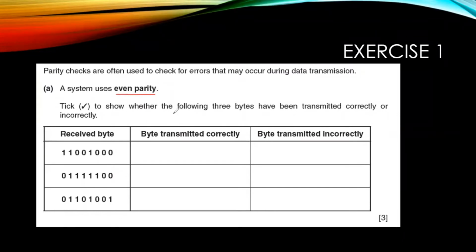Here you're supposed to tick to show whether the following 3 bytes have been transmitted correctly or incorrectly. If there is an even number of ones, it has been transmitted correctly, otherwise it is incorrect. For this one, I count the number of 1s: 1, 2, 3. There are 3 ones. 3 is an odd number and not even, therefore the byte has been transmitted incorrectly. Okay? Try part number 2 and part number 3.